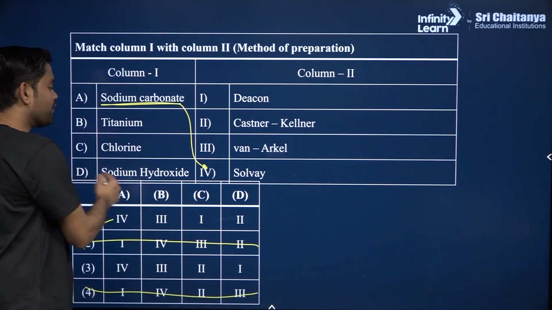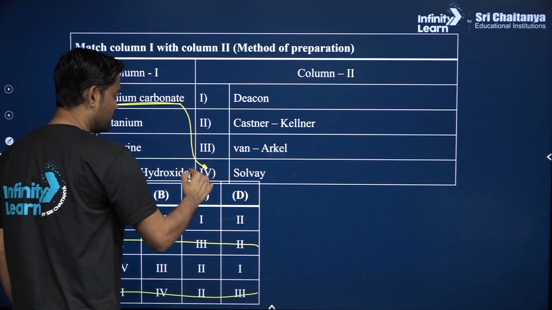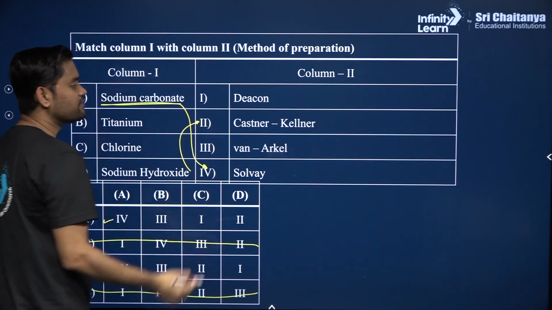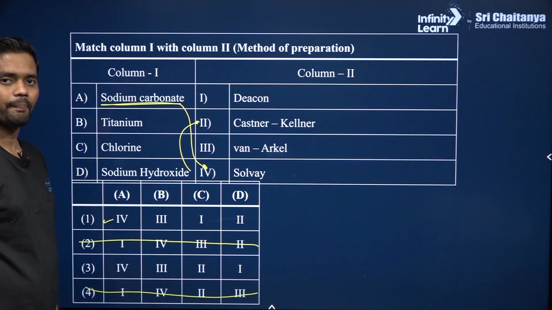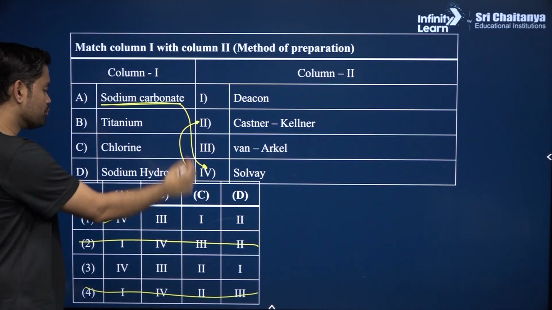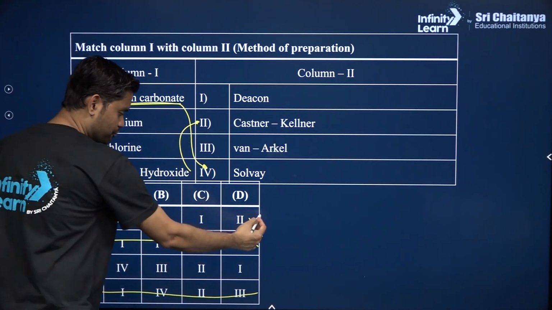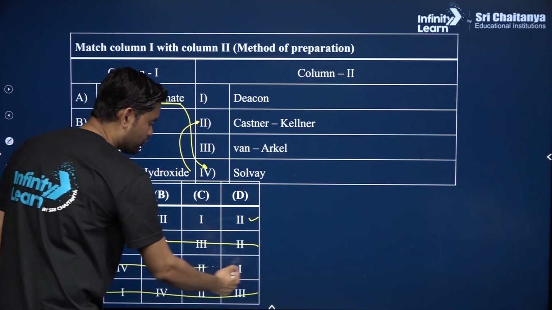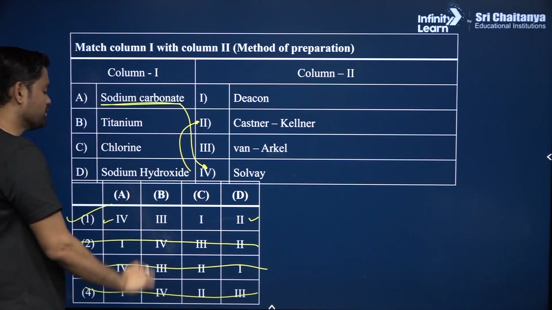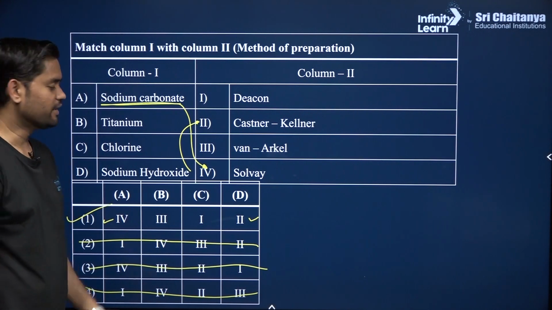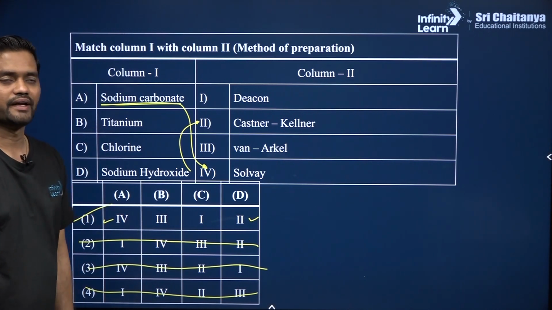Okay, then sodium hydroxide from the same S block element, Castner and Kellner cells. Okay, clear? So D goes to 2, D goes to 2, D goes to 1. So option 3 can also be eliminated, and hence the only option that is right is option 1. Okay, so that will be the right answer for match the following.